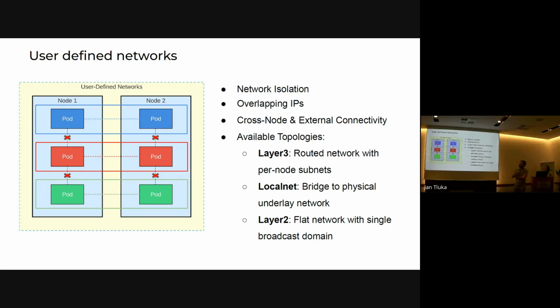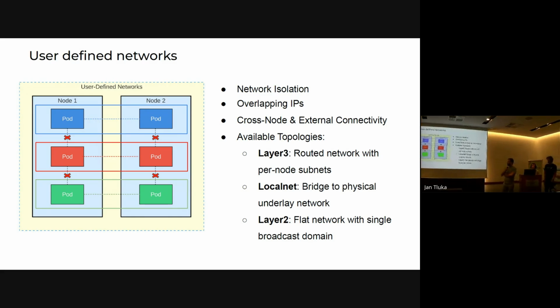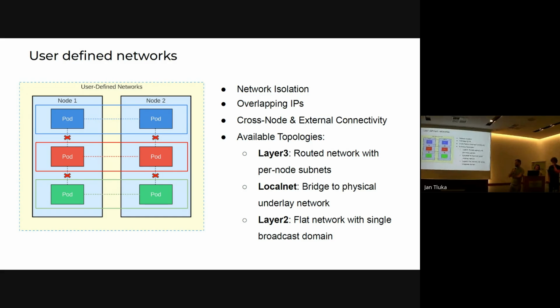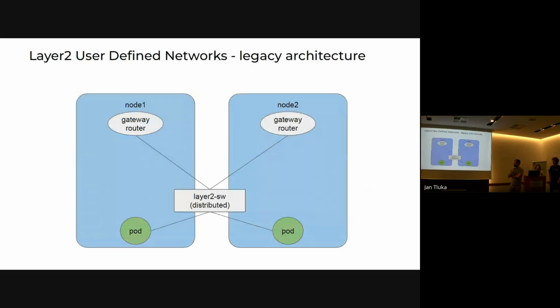These are the types of networks we support. So in layer 3, you would have a subnet per node. In layer 2, it's a flat network stretched across all nodes. And localnet is a special type of layer 2 where you connect to the underlay through separate physical connections and not use the default network interface. So yeah, today we are going to focus on L2 and the issues we had with it.